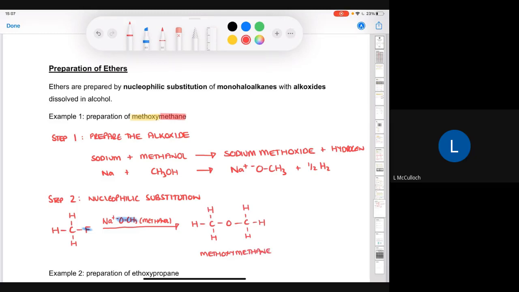I will give you guys a moment or so to make sure that you have time to copy that in, and then we'll do our second example, and then we will just fly through carboxylic acids because it's pretty much all revision.